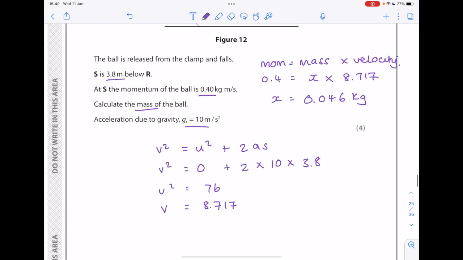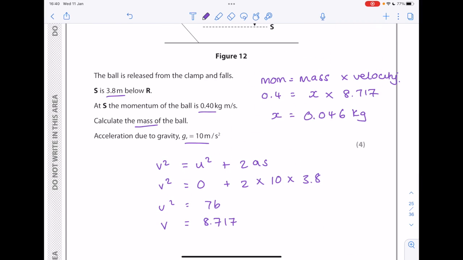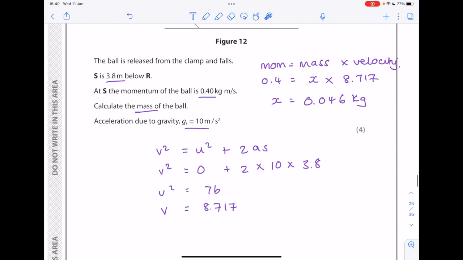So this is a place where using two equations is very important, because we didn't have enough information to go straight to this equation, but once we use this, we found that all-important missing velocity that enabled us to calculate the mass.